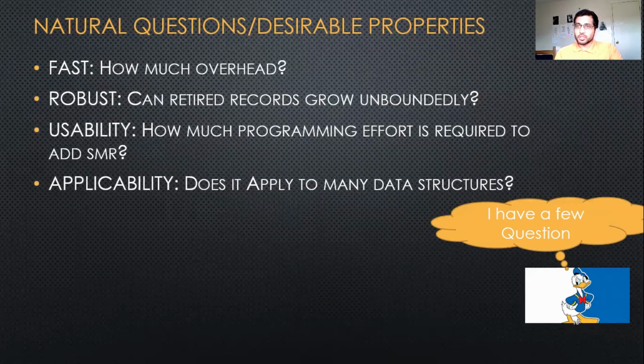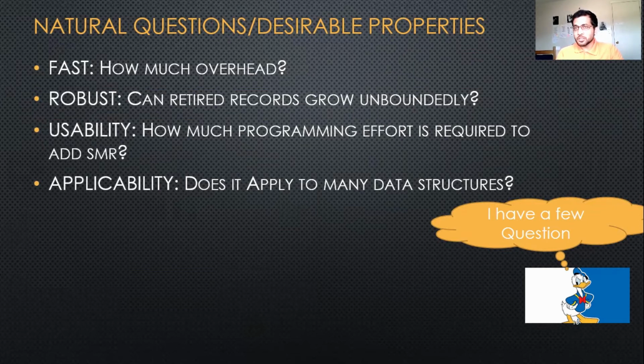And the third important question, from the programmer's point of view, is how much programming effort would be required to add the safe memory reclamation algorithm into a data structure. Would it require any intrusive code changes? Would it require the programmer to rethink the correctness or progress guarantees of the data structure, which by the way are already complex things to do? And the fourth question is the applicability. How general is the safe memory reclamation algorithm? Or you can ask, does it apply to multiple data structures?